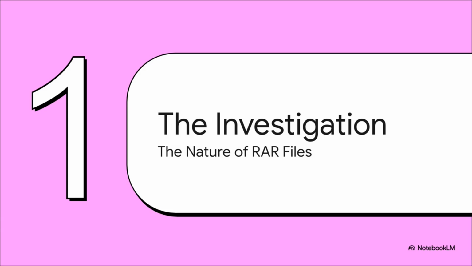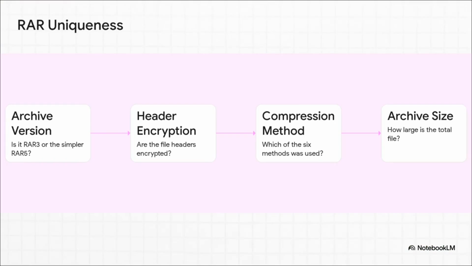To find the real reason for that freeze, the first place to look isn't your computer, it's the RAR file itself. Because, and this is key, when it comes to cracking passwords, not all archives are made the same. Far from it. Every single one is unique. The secret to how hard or how fast it is to crack a RAR password really comes down to a mix of these four things. You've got the version, RAR 3 or RAR 5, whether the file headers themselves are encrypted, the total size of the archive, of course, and the most important one for our little problem, the compression method used to create it.